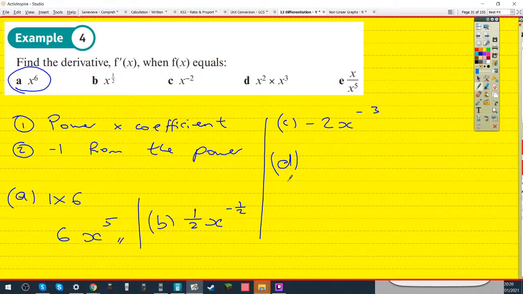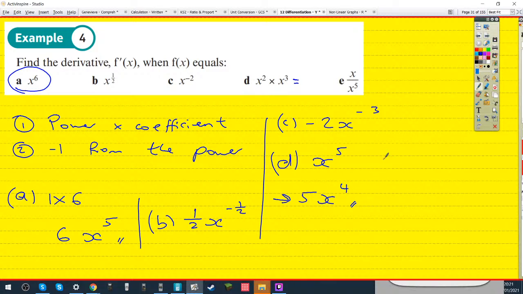So would it be 6x cubed? Hold on. What is x squared times x cubed the same as? Oh, you do that part first. So it'd be x to the power of 5. Yeah, that'll make your life much easier. So it'd be 5x to the 4. Yep.